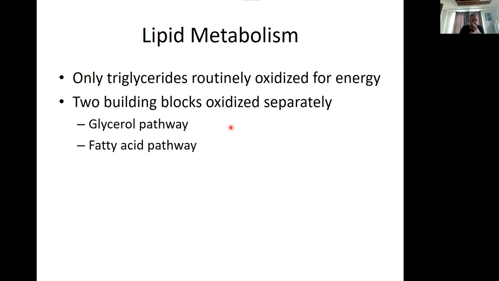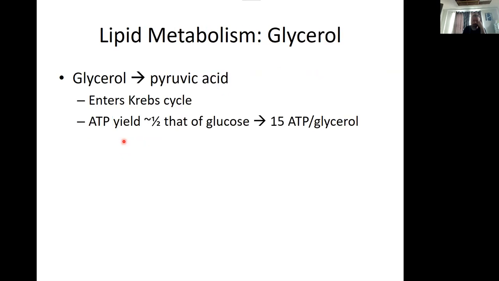And we can convert all 4 of those things into energy in some way, shape, or form, although we're going to do it separately. So the first thing we're going to do is snap these 3 fatty acids off of our glycerol. And we're going to take that glycerol and turn it into pyruvic acid.